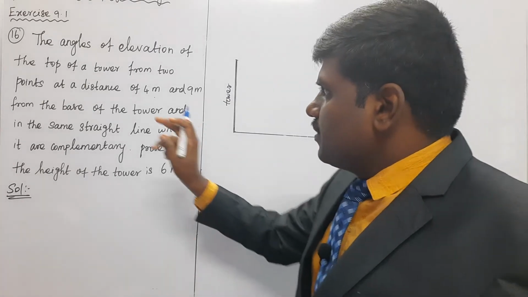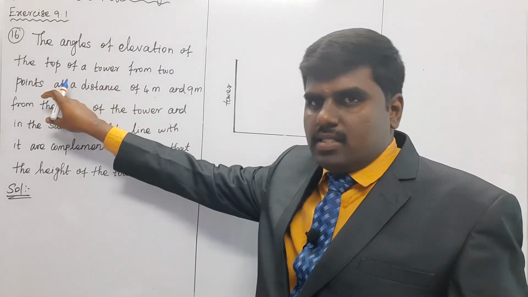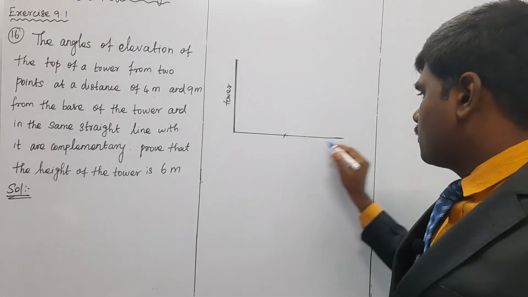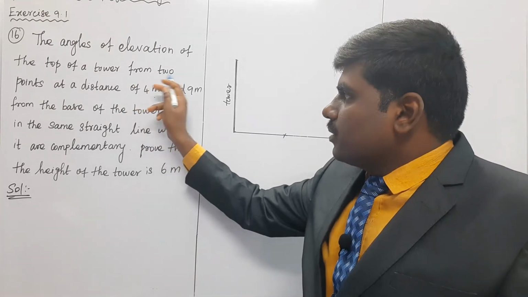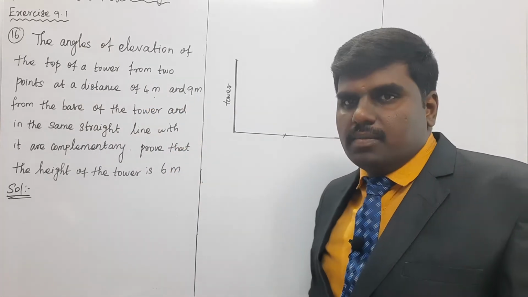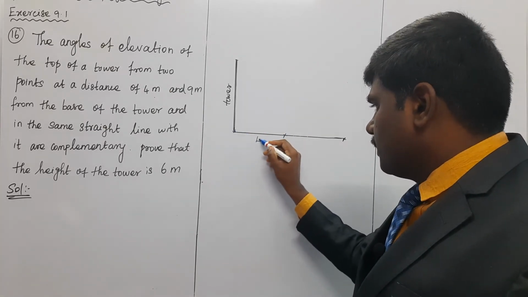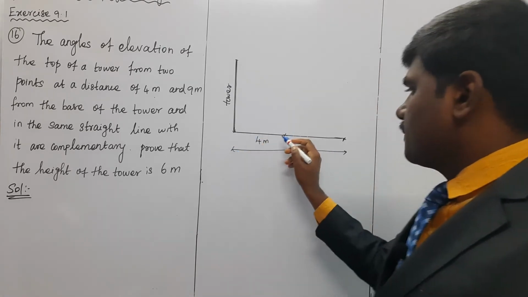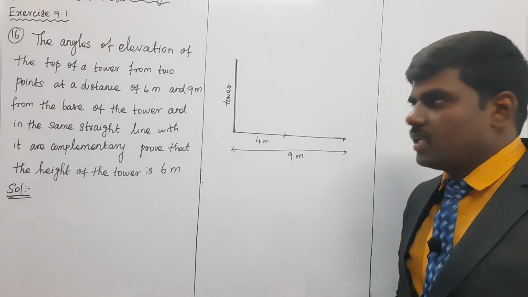First, the angle of elevation of the top of a tower from two points. I have to observe the top from two points, first point and second point. From the two points at distances 4 meters and 9 meters from the foot of the tower. That means from the foot of the tower to the first point the distance is 4 meters, and the total distance to the second point is 9 meters. It's clear, the total distance is 9 meters.